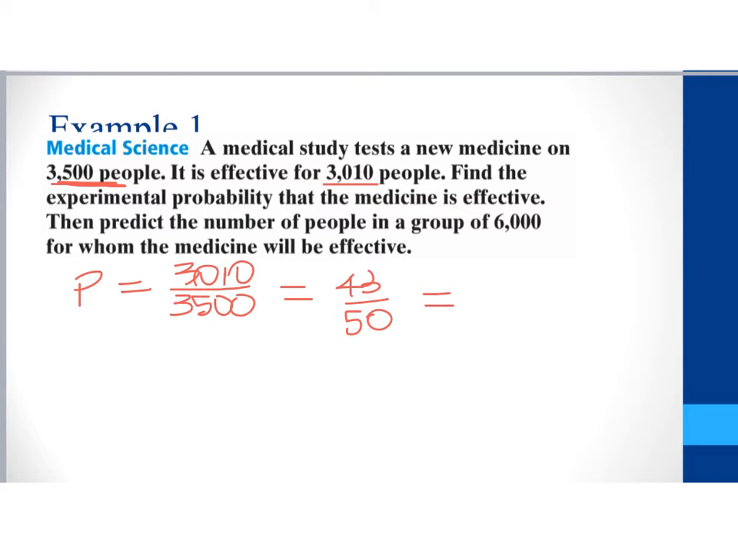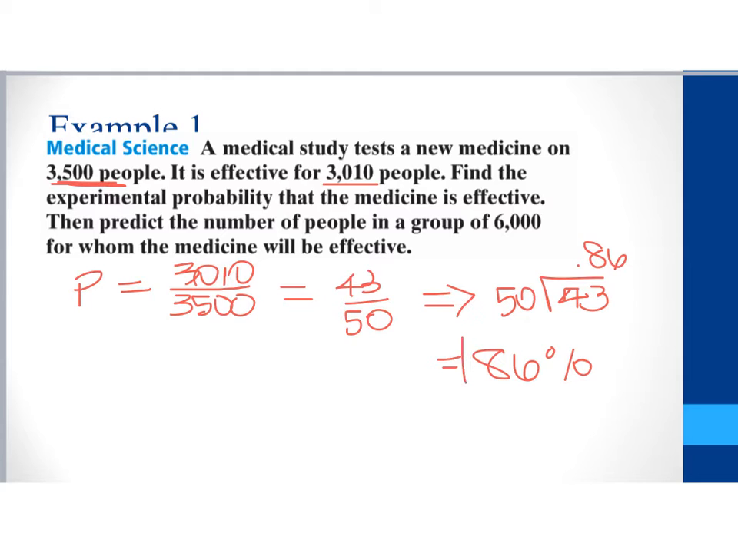You can also look at this as a percentage. Okay, and to do that, remember, you're going to take the 43 and divide it out by 50. And if you do that, this is going to give you 0.86, which is 86%. So that tells you that that medication is going to be effective about 86% of the time.